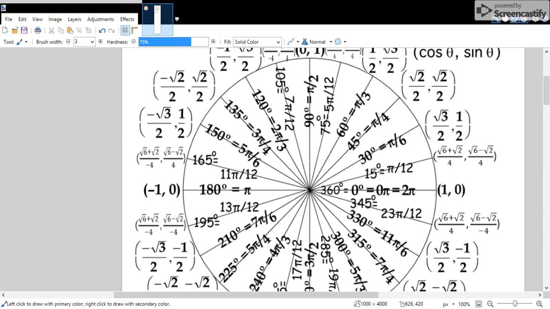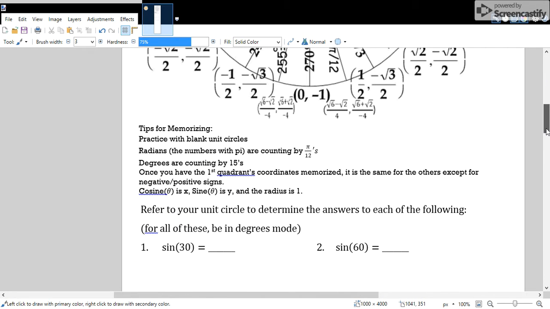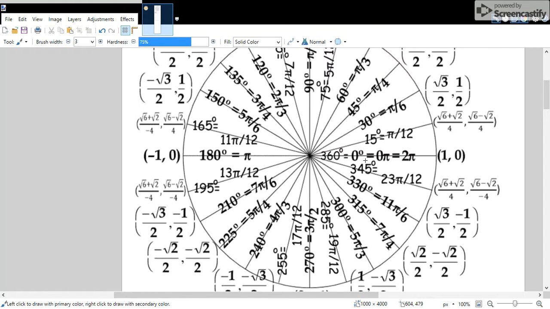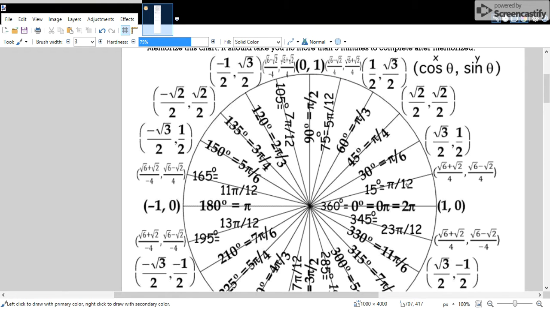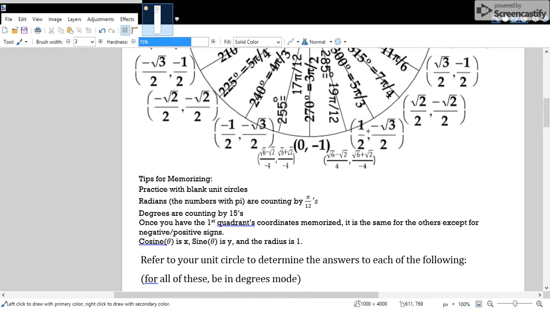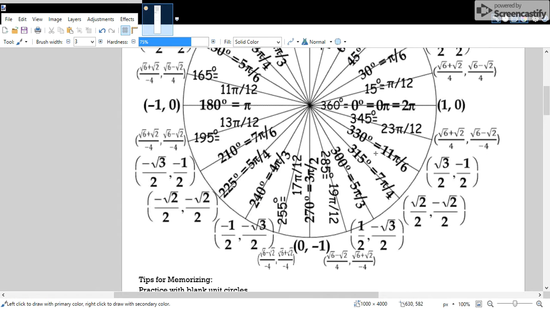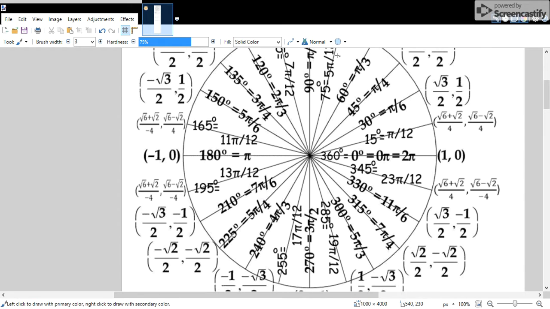And there are various ways to help memorize these. Here's some tips for memorizing. Practice with blank unit circles. The radians, the numbers with pi, are counting by pi over 12s. So 1 pi over 12, 2 pi over 12, 3 pi over 12. And these are just the reduced fractions. But if you could do it by just counting by the pi over 12s, that's a really great start.